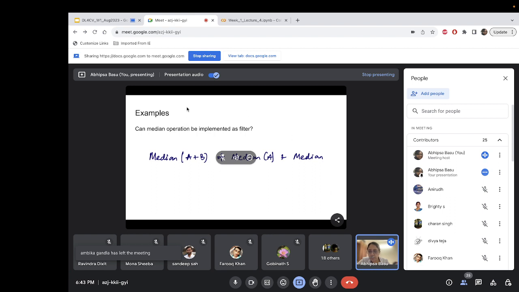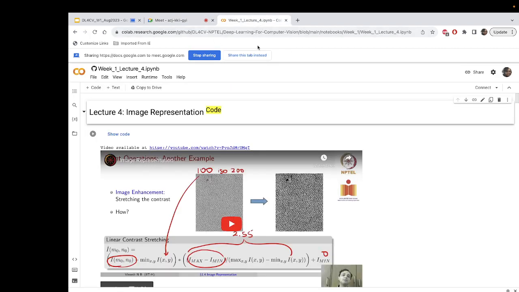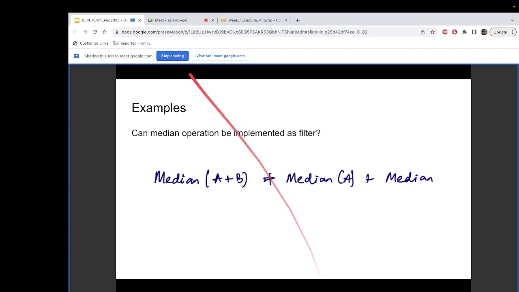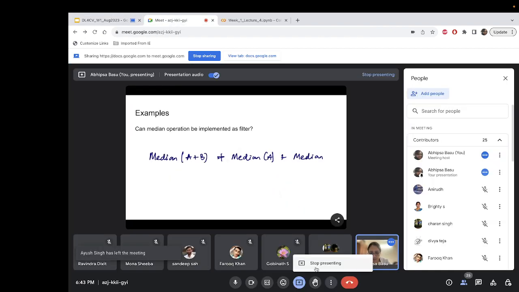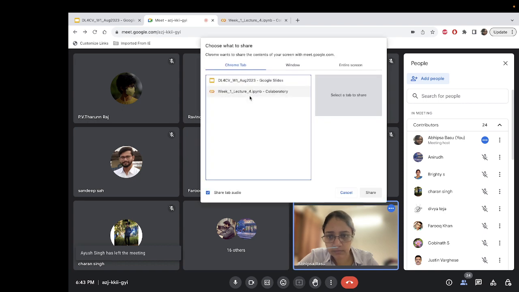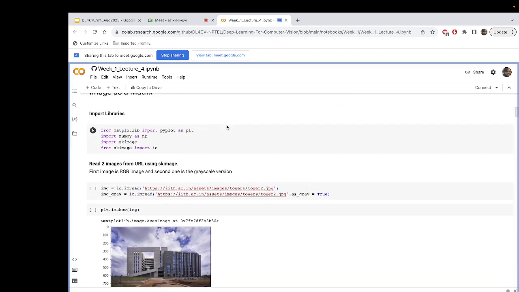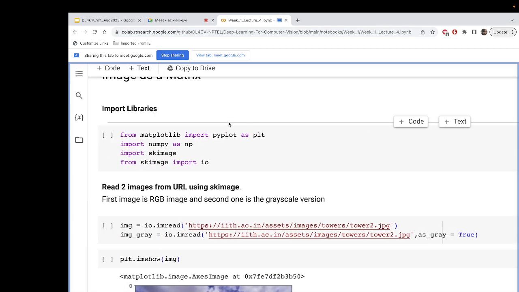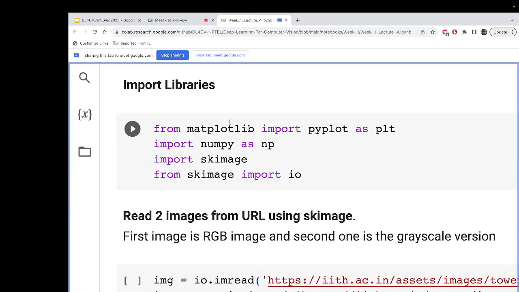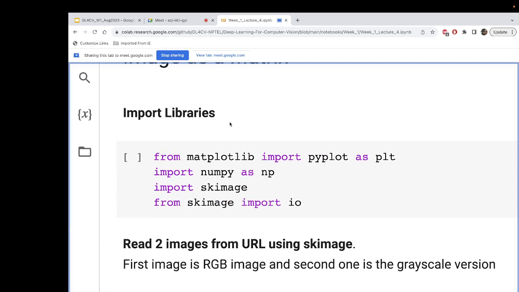Okay, so let's do one thing. Let's go through the coding part quickly. I'm assuming that the code is visible, and I'm also increasing the font a little bit. Cool. Assuming that most of you have some knowledge of Python, I'll go through this code very slowly and step by step.